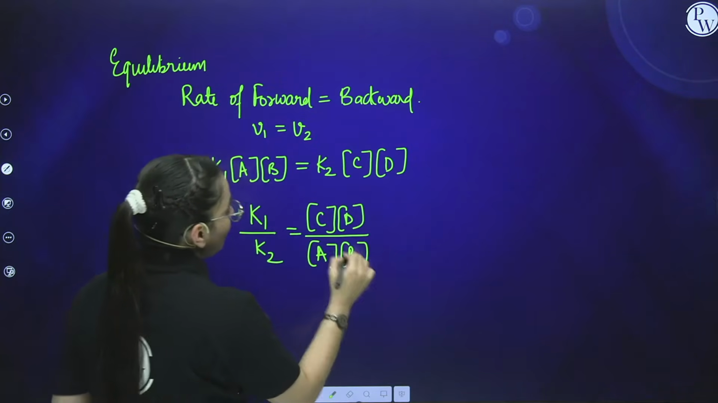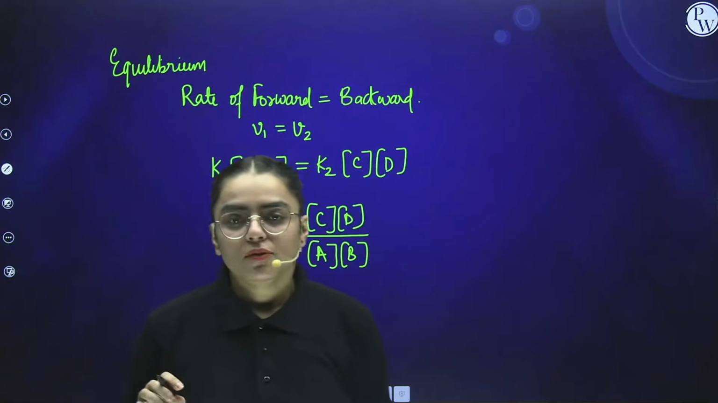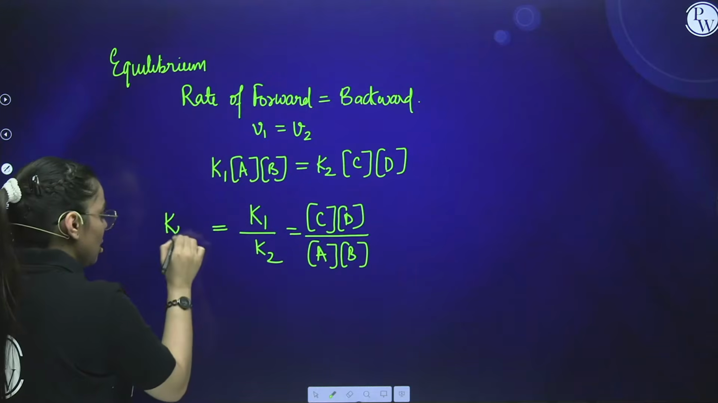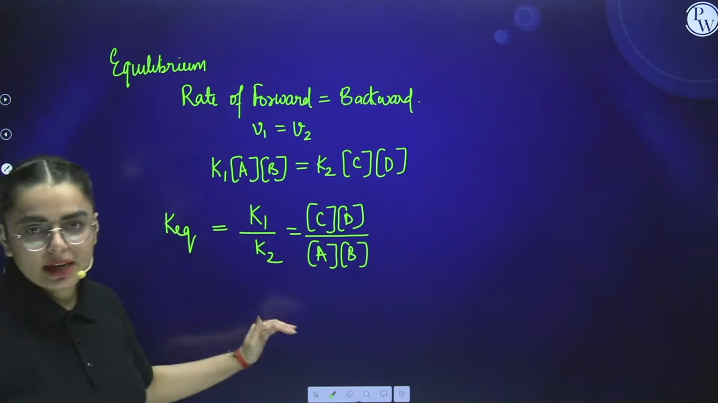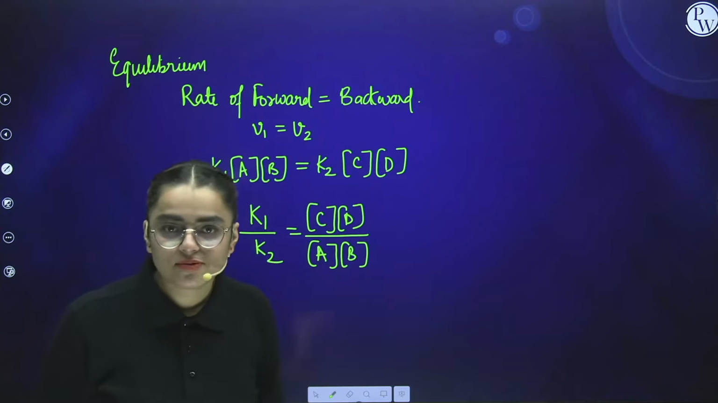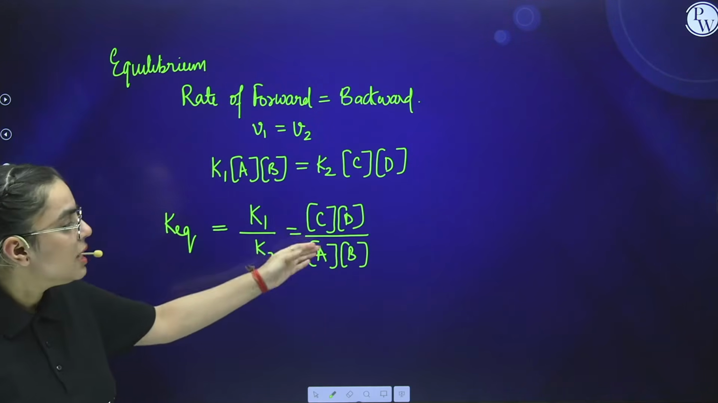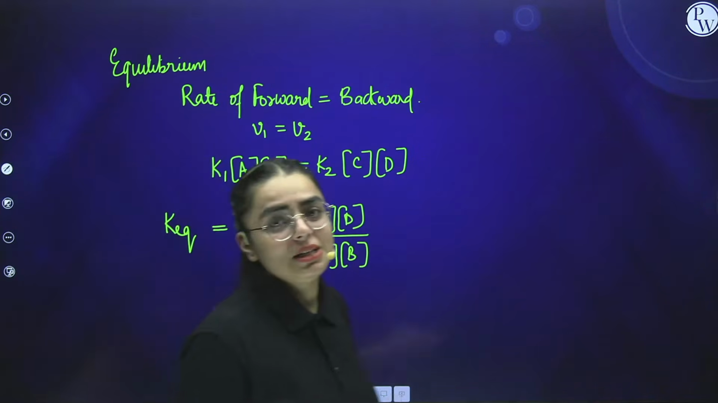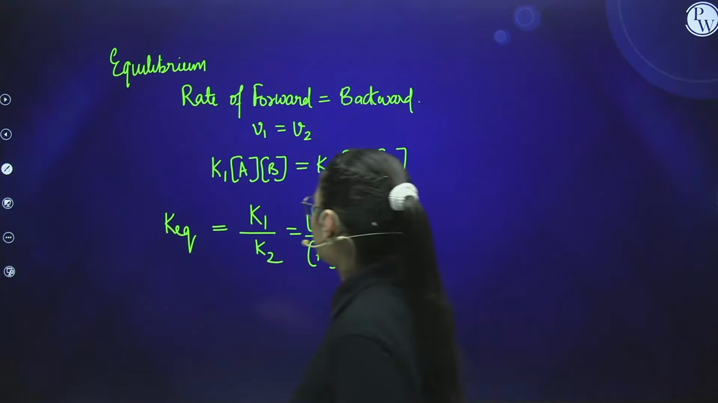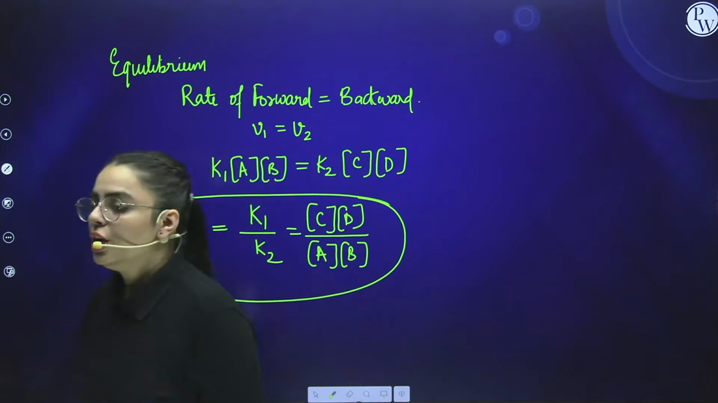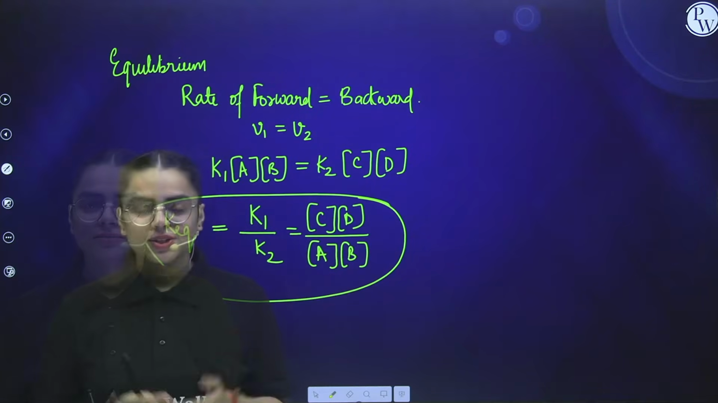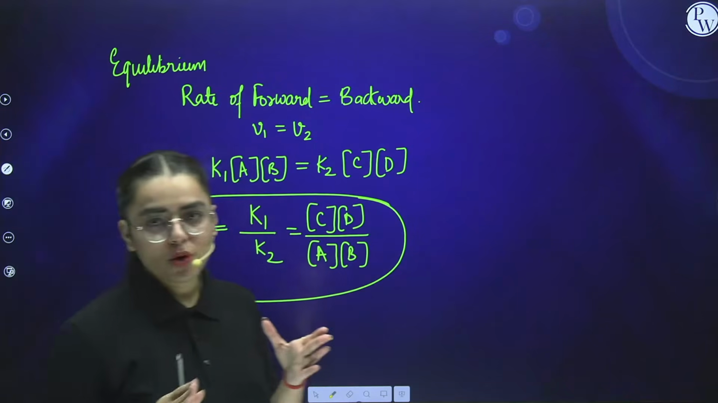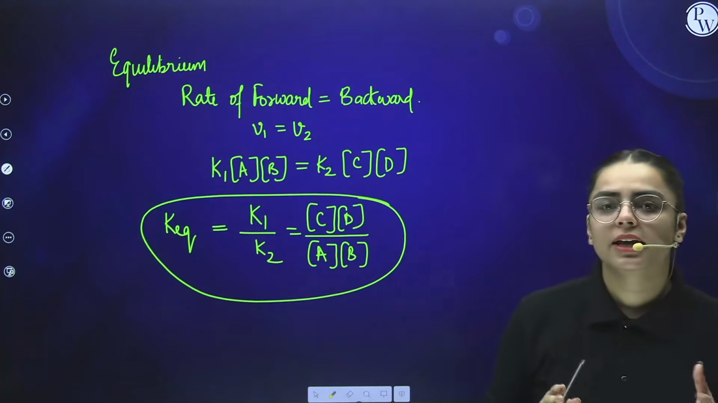Now I have told you when the rate of forward is equivalent to the rate of backward, we get an equilibrium state. That means the equilibrium constant comes in, which is K equilibrium. So K equilibrium is basically K1 by K2, or in terms of active masses, the active mass of C into the active mass of D divided by the active mass of A into the active mass of B. Is it clear to you? I hope so. This formula is very, very important. You have to mark this formula as important. You have already seen it, and it is going to be the most important formula because you are going to use it again and again in your question segment.